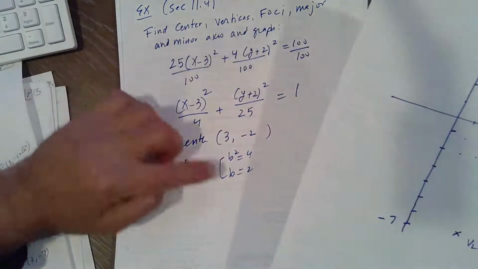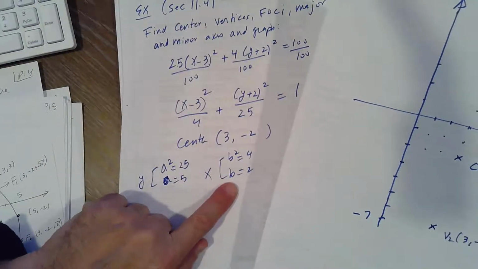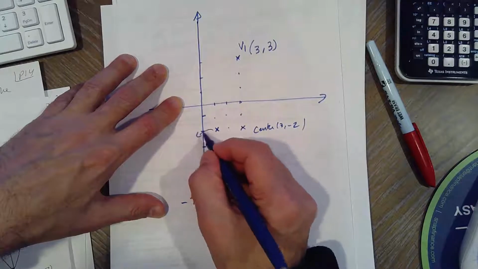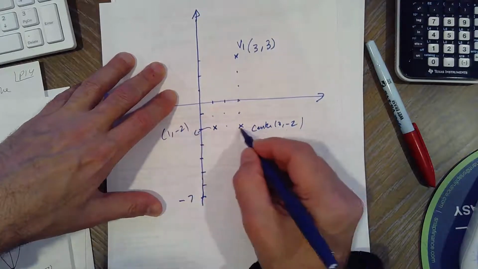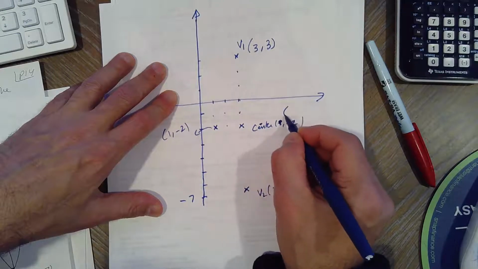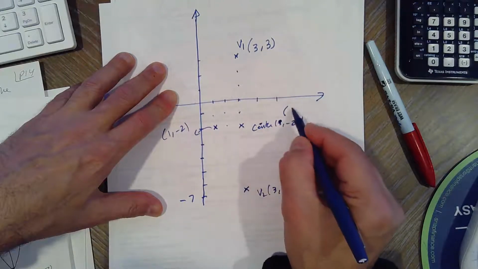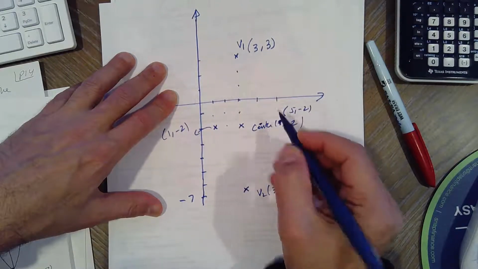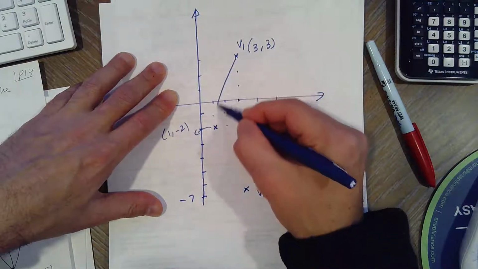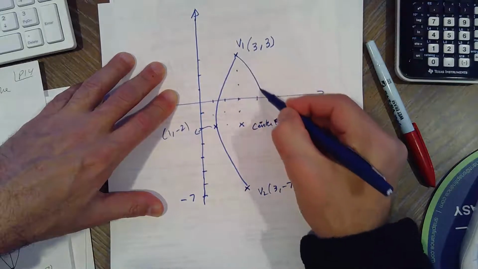Now the b is your x value, 2 units to the left. So we're at 1, negative 2. And then 2 units to the right, we're at 5, negative 2. So we get our graph.